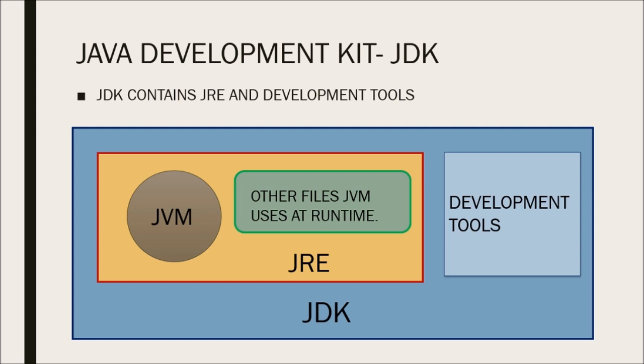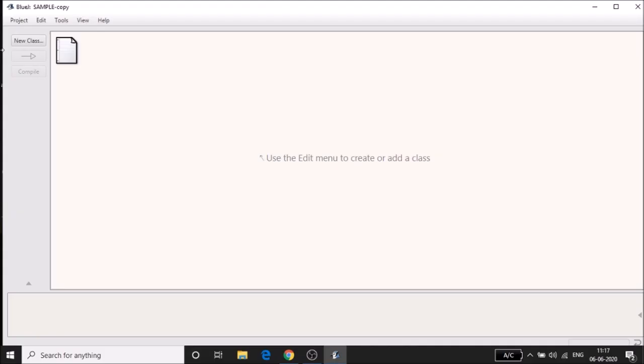As you can see in the picture down below, JVM is the first and initial one. Then comes JRE, which contains JVM and other files JVM uses at runtime. And the final one is JDK, which contains JRE and development tools. Now we move on to the programming stages.